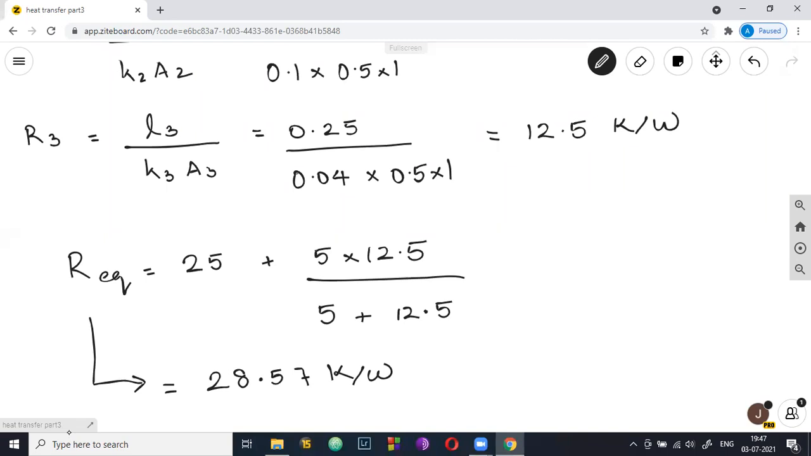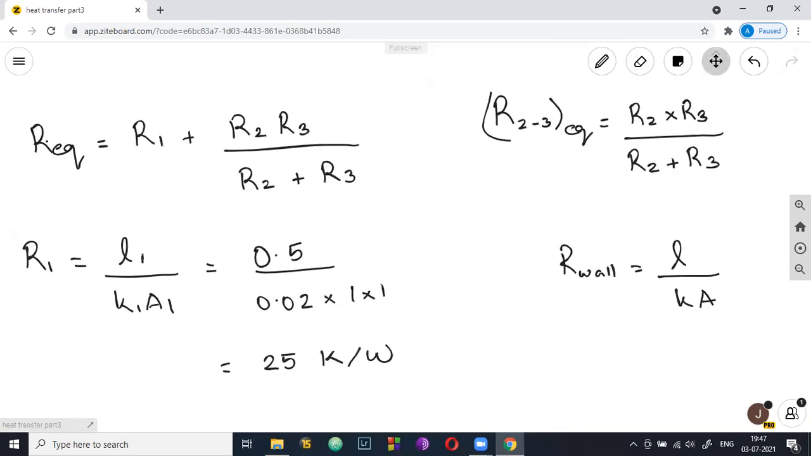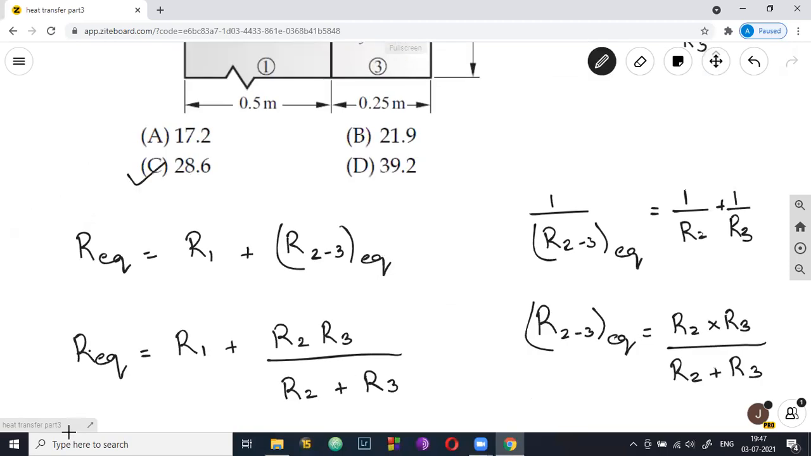Guys, is the answer clear here? Yes, sir. So the answer option is what? 28.6. The answer is option C. Tana, understood the issue here? Okay. So others also, I hope this is clear. So the answer is 28.57. Now let's go to the next question.